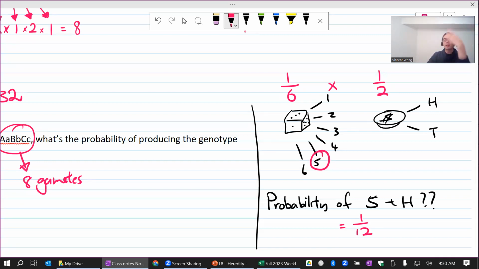Okay, let me repeat that one more time. If you have a bunch of independent events, independent means the outcome of one is not going to affect the other one, right? When you roll a dice, it has no effect on the outcome of flipping a coin, right? In a situation like that, if you want to know the probability of 2 things happening at the same time, you just find the probability of one, multiply by the probability of another. It's always multiplication.